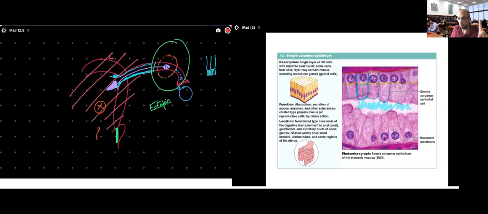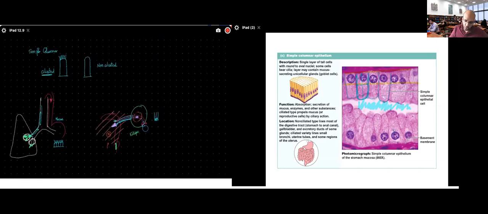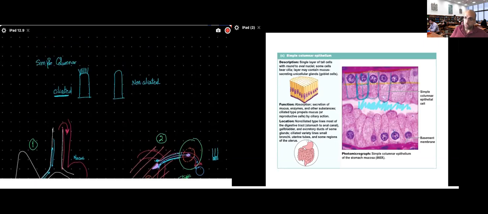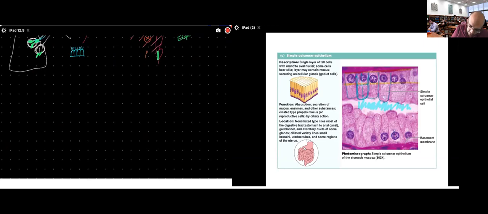So again, back to our epithelium. So where do you think you're going to have simple columnar ciliated epithelium? We did see two locations on here, small airways and the uterine tubes and parts of the uterus. How about the other type of the simple columnar? The ciliated, the non-ciliated this time.